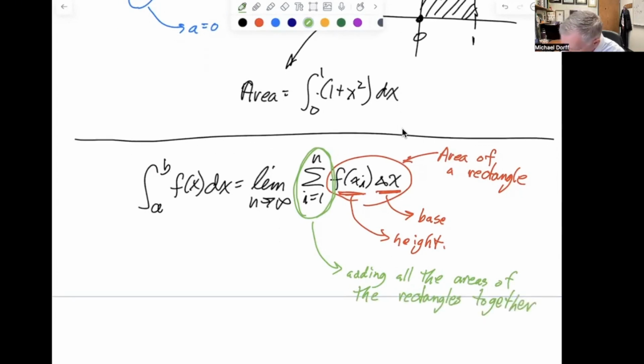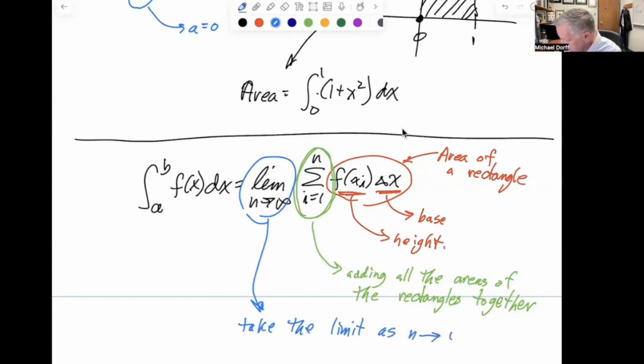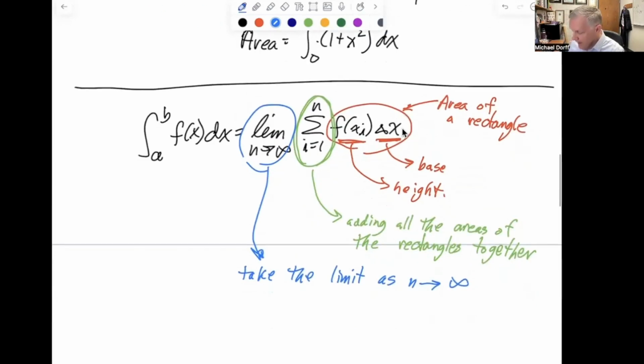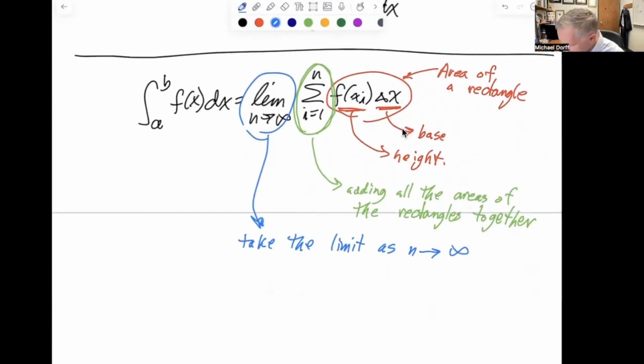Okay, and the last thing is we do the limit here. We take the limit as n goes to infinity. So we get more and more rectangles there. And in the limit, then we fill in all the area underneath the curve above the x-axis. Okay, so that's what the definition of the integral means.